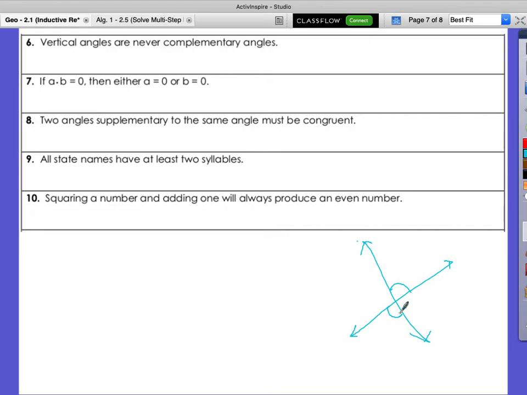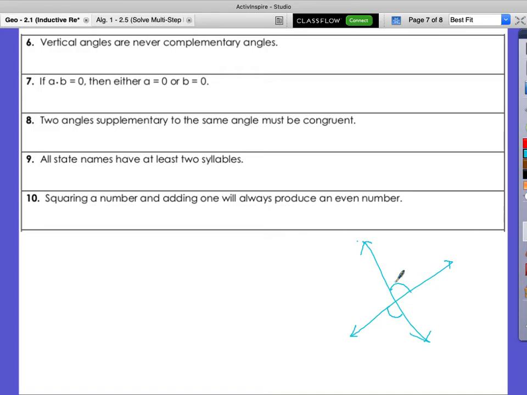And what do we know about vertical angles? They are always congruent, that means they're the same measure, right? So we're saying vertical angles are never complementary angles. What's it mean to be complementary? They add up to 90. Look at my complementary angles poster. Remember, they add up to 90 and they complement each other. So we're saying vertical angles, angles that are congruent, can never add up to 90.